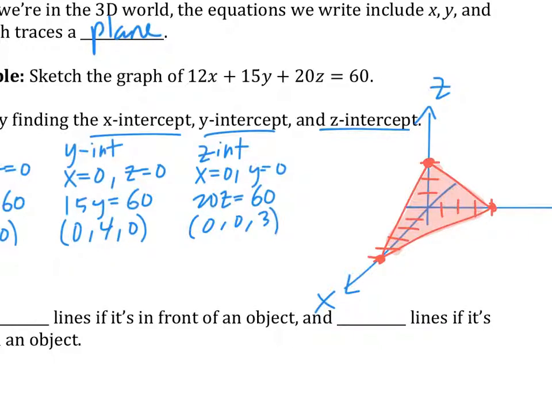Okay, now let me ask you a question. Is the origin in front of the plane or behind the plane? Behind. You guys can tell, right? The plane is in front. So to make this a little bit easier to see, what they would like you to do is make everything that's behind the plane dashes.